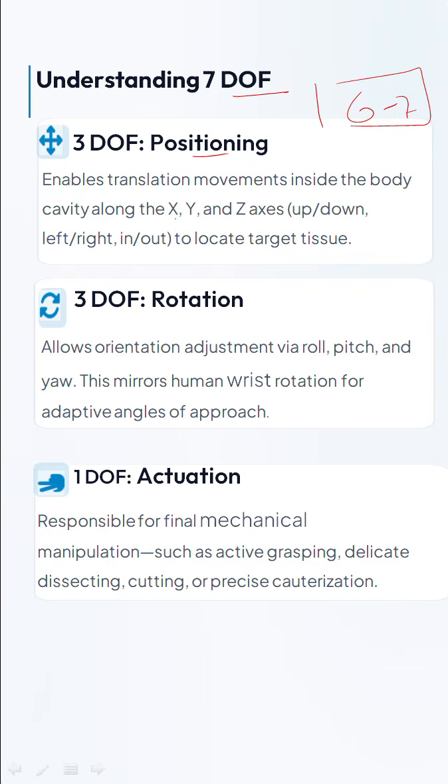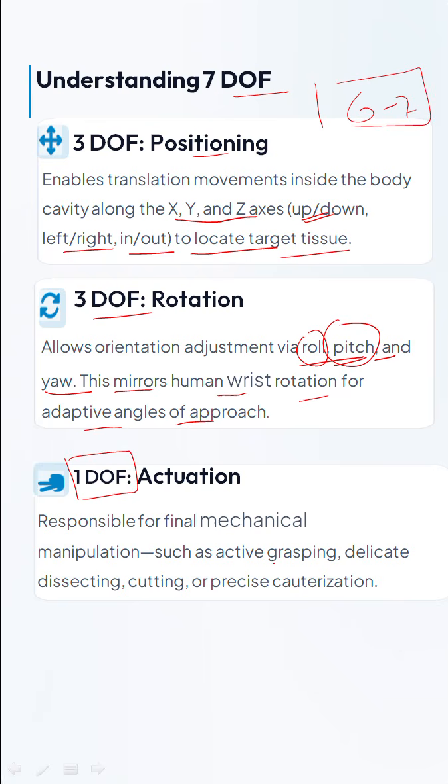Okay. The first one is XYZ. So we have 3 axes. That will be achieved by the up and down movements, left and right, and in and out movements of the hand controller. It will be used to locate the target tissue. And then the 3 degrees of freedom come with the roll, pitch, and yaw movements of the hand controller. So it will mirror the human wrist rotation for an adaptive angle of approach. And the 1 degree of freedom is for the grasping. It will be used to grasp the tissue or the needle or the suture during the time of the suturing.